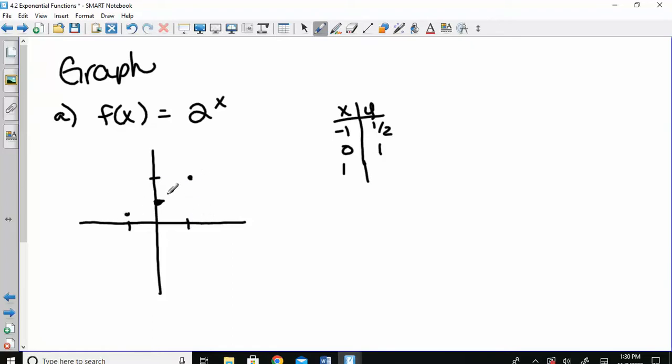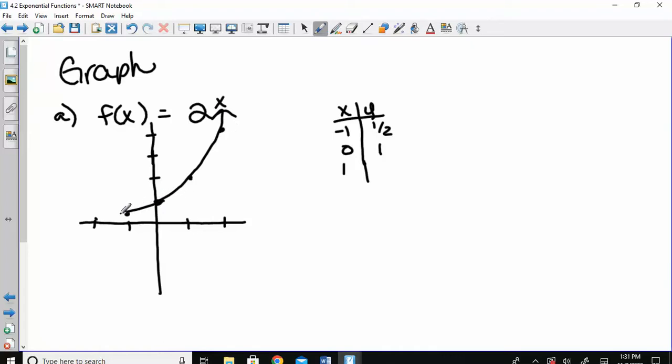Is that enough? Do you guys remember what these look like? If not, we could put in more points, couldn't we? If I put in +2, what are you going to get out? What's 2 squared? 4. If I put in -2, it becomes 1 over 4. So -2 gives me 1/4. So it's this curve. Will you ever do 2 to a power and get 0 for an answer?